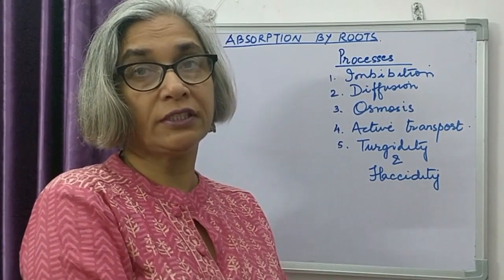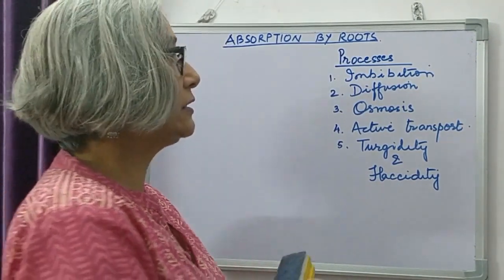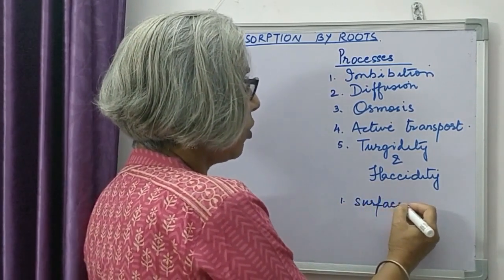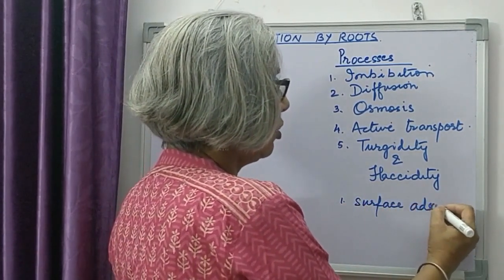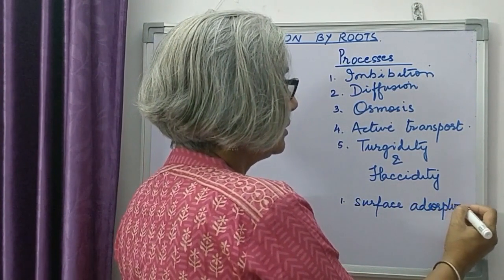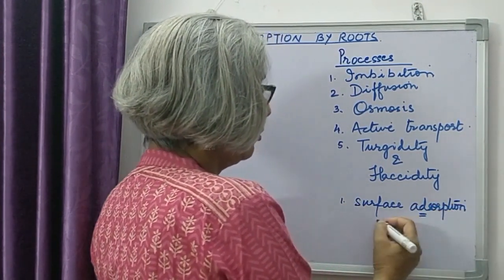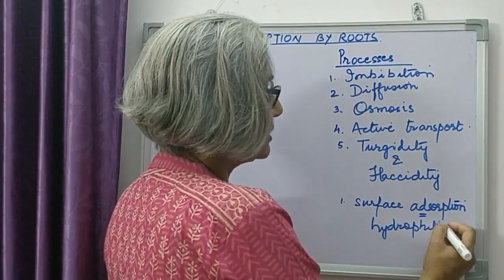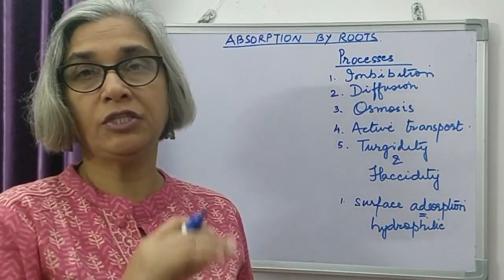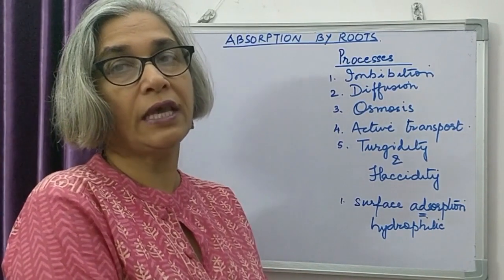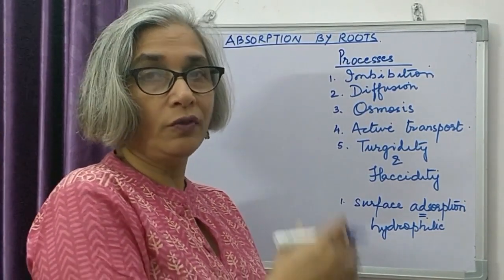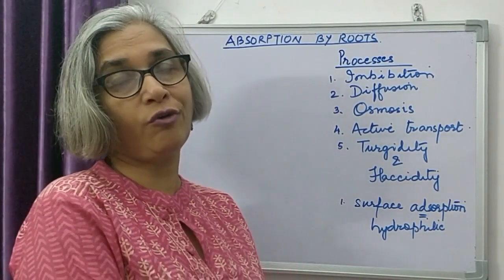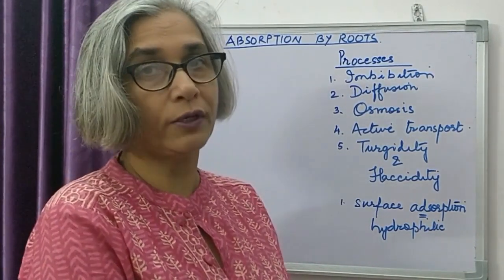First, imbibition. Imbibition is surface adsorption of water molecules because of hydrophilic substances like cellulose and proteins present on the cell wall. So there is surface adsorption or surface attraction of molecules of water.